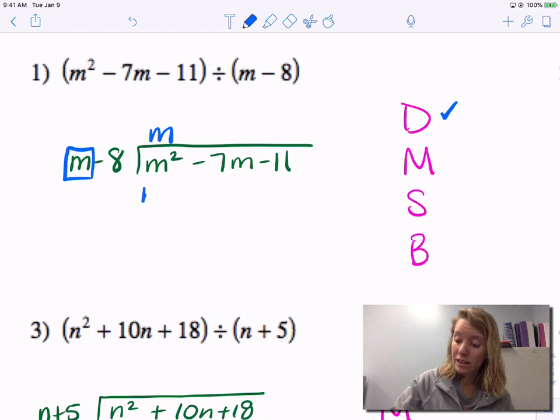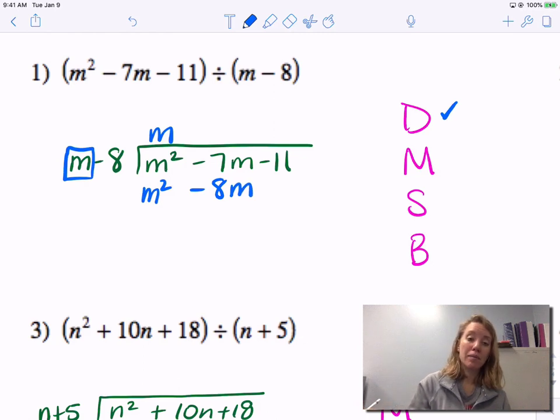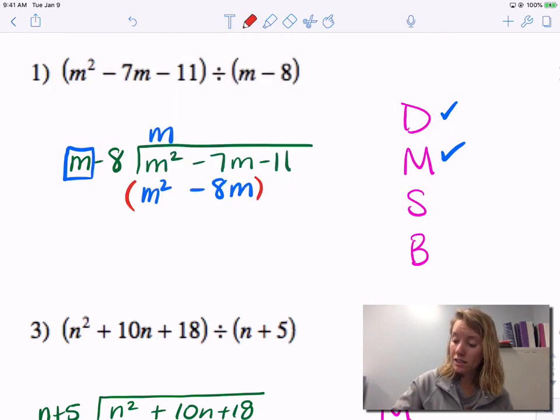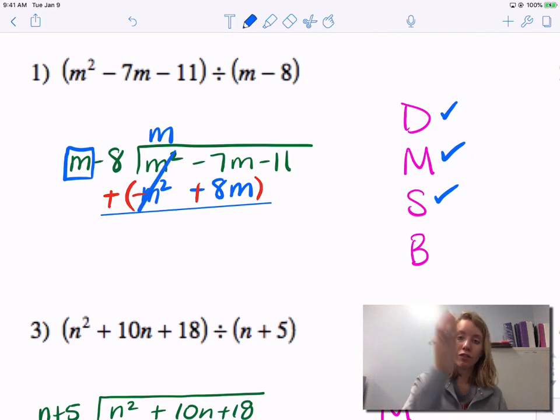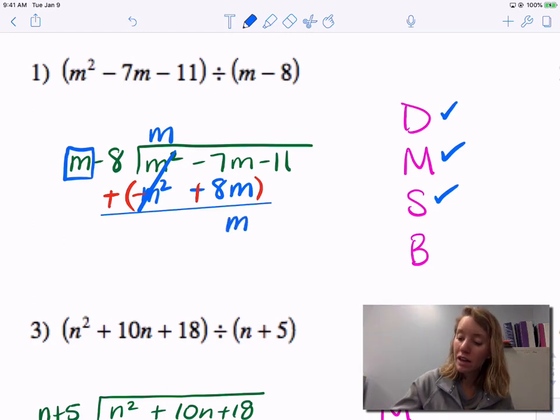Then just like regular long division, I multiply. M times m is m squared. M times negative 8 is negative 8m. You do have to multiply m by the entire divisor, the entire polynomial there. So multiply, check. The toughest part is subtraction because we have to remember to change all the signs, every single one. Subtract, check. Well, actually, let's finish subtracting, then we'll feel better. This should always happen. Your first term you chose specifically so that it would cancel out. So now I've got negative 7m plus 8m is just 1m. Check for subtraction. And then finally, I bring down negative 11.